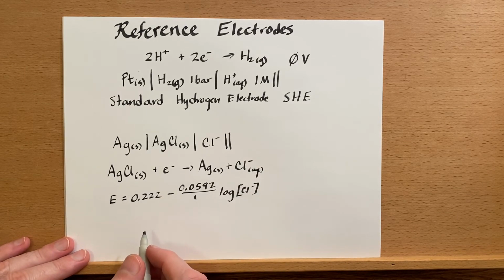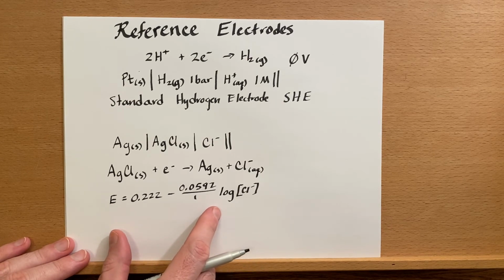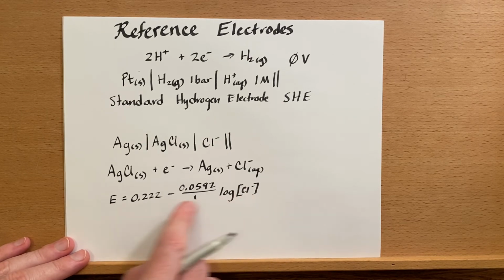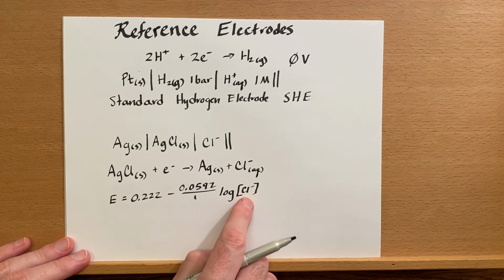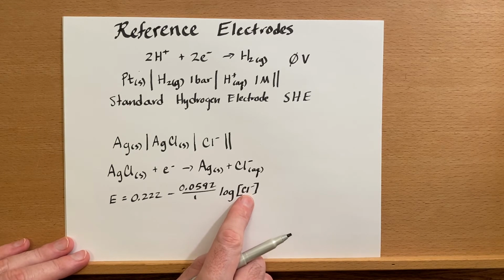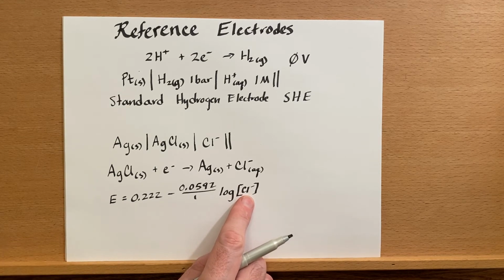Now, how does this help us? Well, in this case, the only thing that can change the potential is the concentration of chloride. So, if we could find a way to keep this concentration at the same level, not changing no matter what we do, then we would have an electrode that will not change potentials. And that is a useful thing.